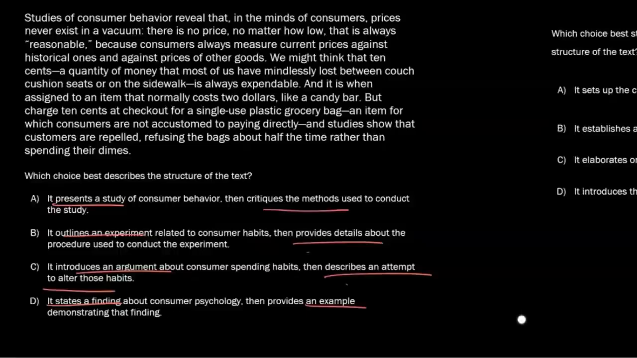And it is when assigned to an item that normally costs $2, like a candy bar. But charge 10 cents at checkout for a single-use plastic grocery bag, an item for which consumers are not accustomed to paying directly, and studies show that consumers are repelled, refusing the bags about half the time rather than spending their dimes."